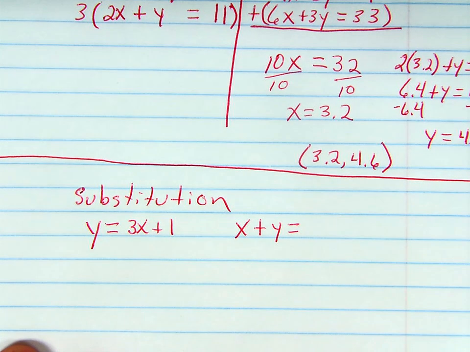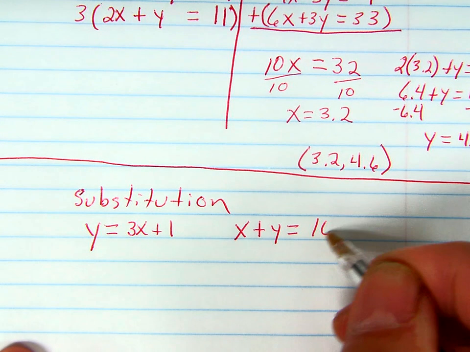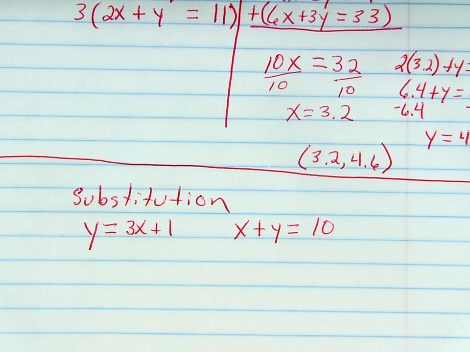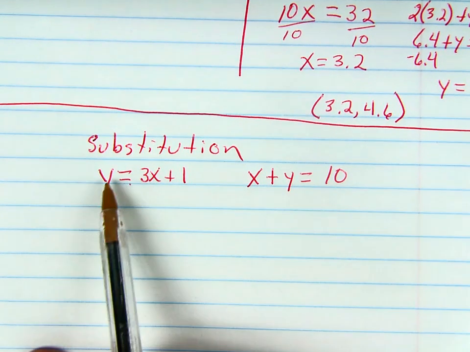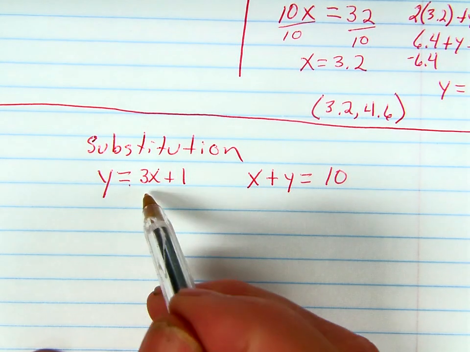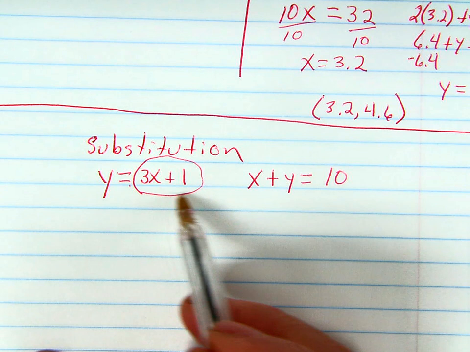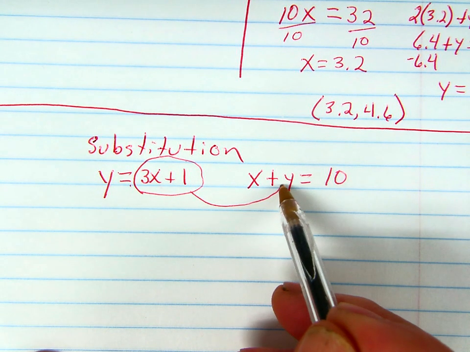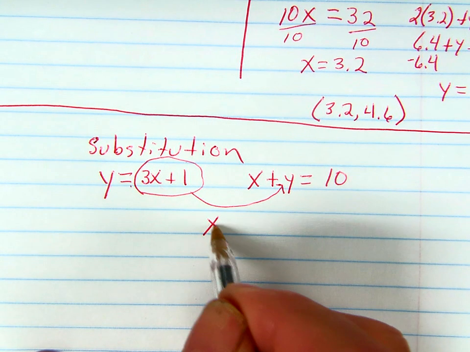Let's see here. I'll just put 10. I don't know what it will equal. This gives you a clue of what you're going to substitute: the one that's solved for the variable. You're solved for y here, and y means this. So you're going to take this expression and you're going to plug it in for y. That effectively eliminates the y's.